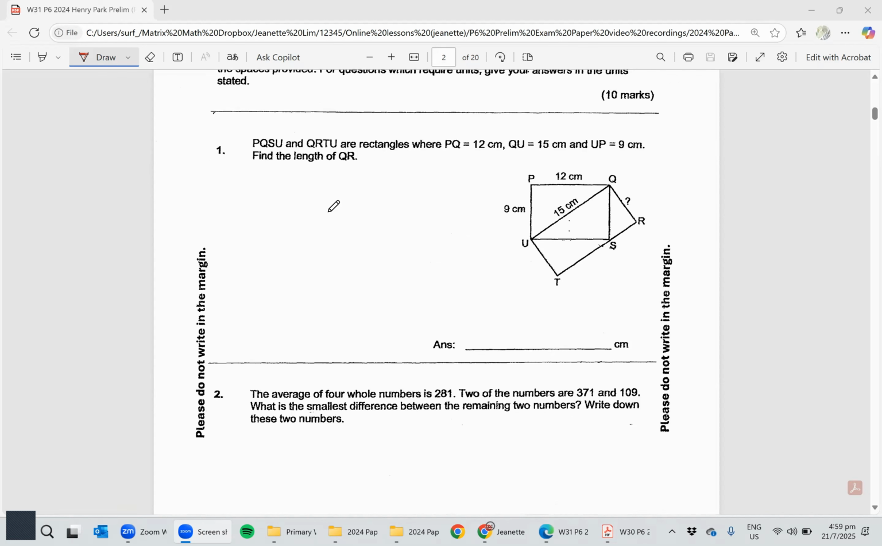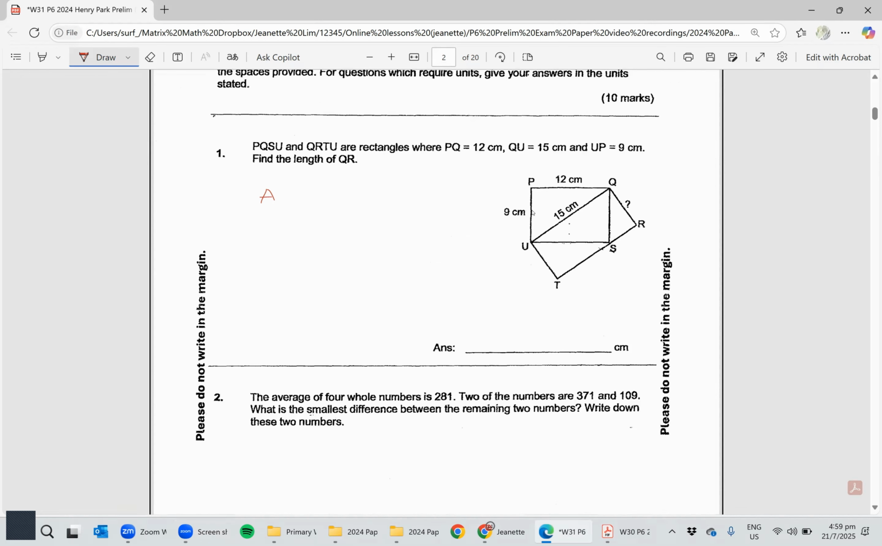Question number 1. PQSU and QRTU are rectangles where PQ is 12, QU is 15, and UP is 9. Find the length of QR. Okay, QR is this question mark over here. Firstly, what we can find is the triangle of PQU. Okay, let's do that first.